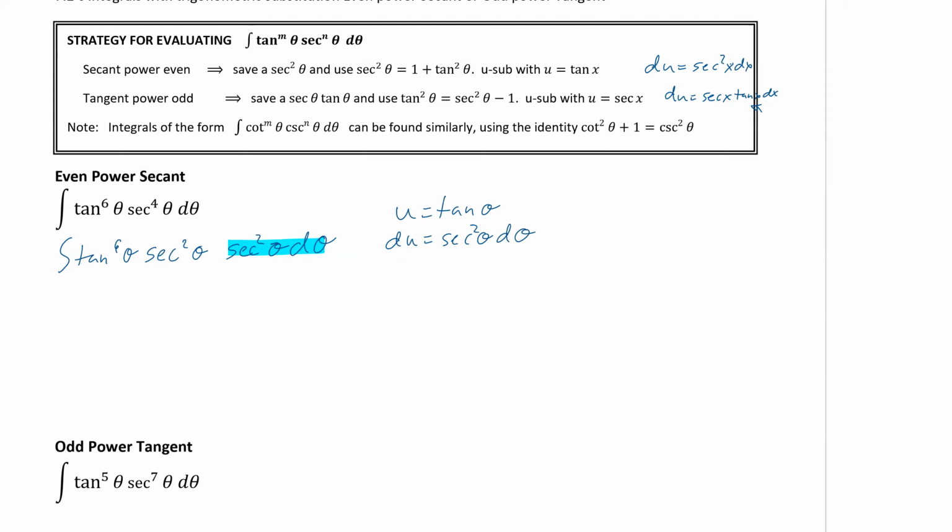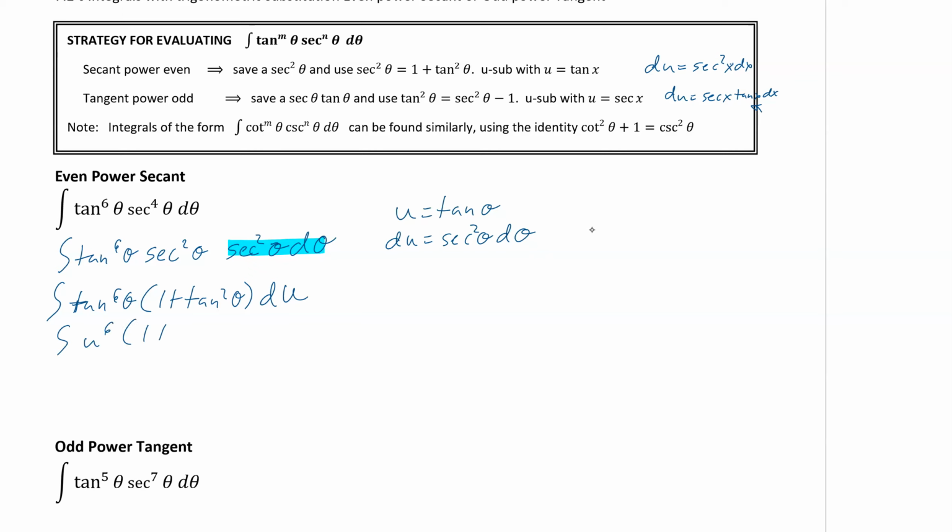All right. So now all we have to do is make sure everything is tangent so that we can substitute it, other than that one little secant squared. So this one we can now replace with 1 plus tangent squared theta. And this is just our double angle identity again. And there you go. So now we can replace everything, u to the 6.